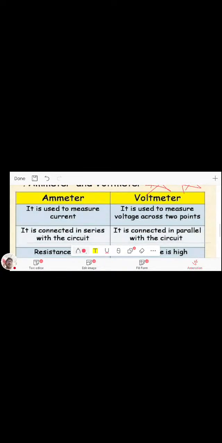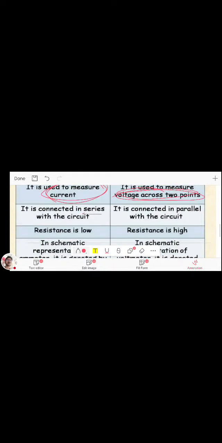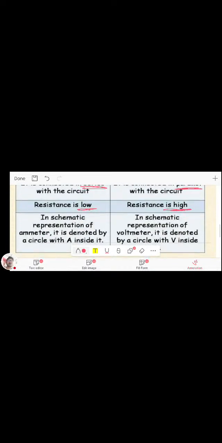An ammeter is a device used to measure current, and a voltmeter is a device used to measure potential difference. Ammeter is connected in series, voltmeter is connected in parallel. In ammeter resistance is low, in voltmeter resistance is high.